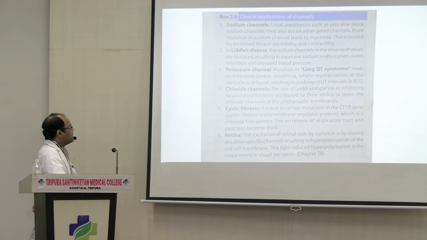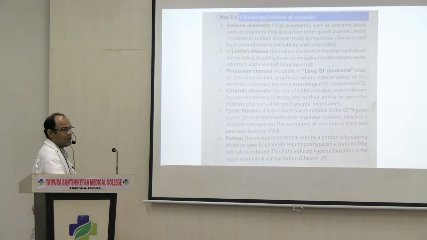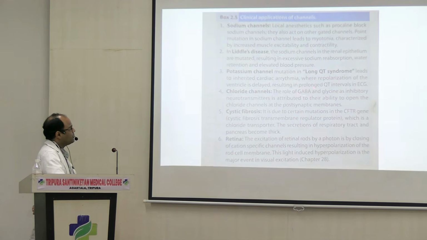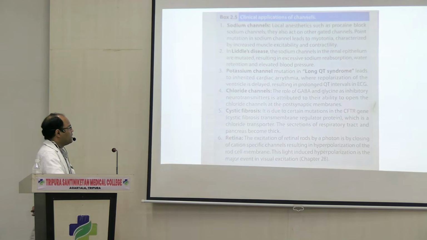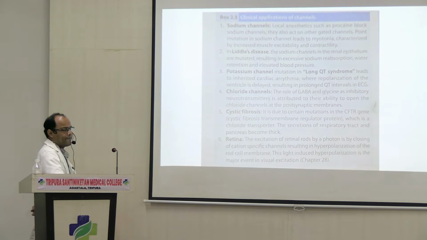Next is chloride channel disease. The role of GABA: this is an inhibitory neurotransmitter. GABA and glycine are inhibitory neurotransmitters, attributed to the ability to open the chloride channel at the post-synaptic membrane.